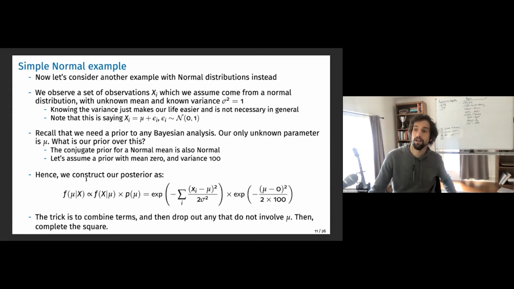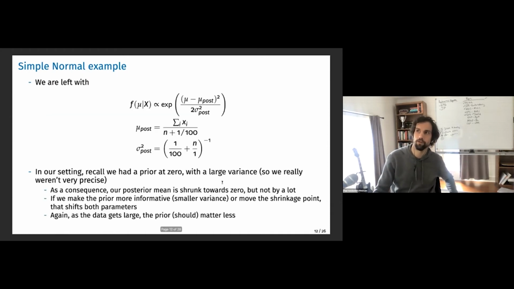So this is part of where the yada yadaing happens. Basically, you want to know what this posterior value is, but you have this product of these things. Well, I told you that this is conjugate. And so what you can do is combine these terms and drop out any that don't involve mu. We're then going to what's called complete the square. And that's going to give us our posterior distribution.